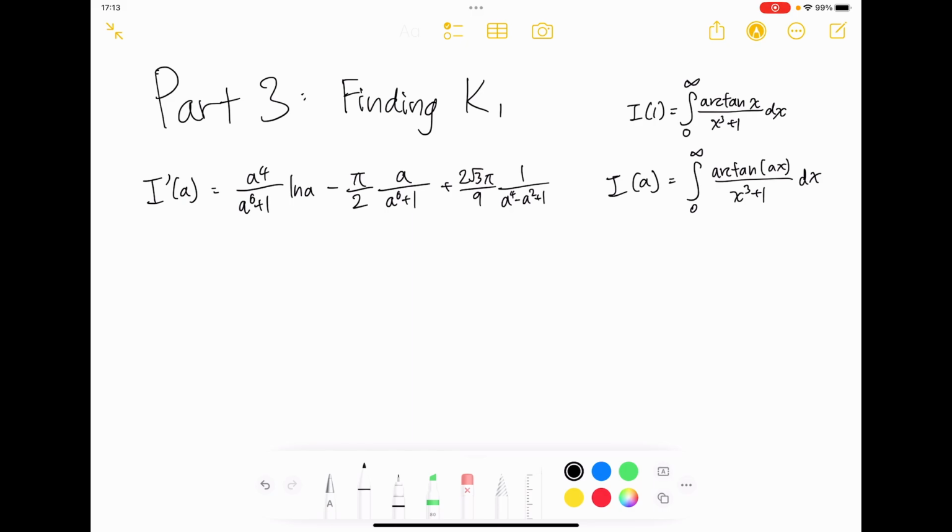In this part, we are going to find K1. And what is K1? Well, I'm going to explain in a bit. But first, I'm going to remind you and myself of what we've done.